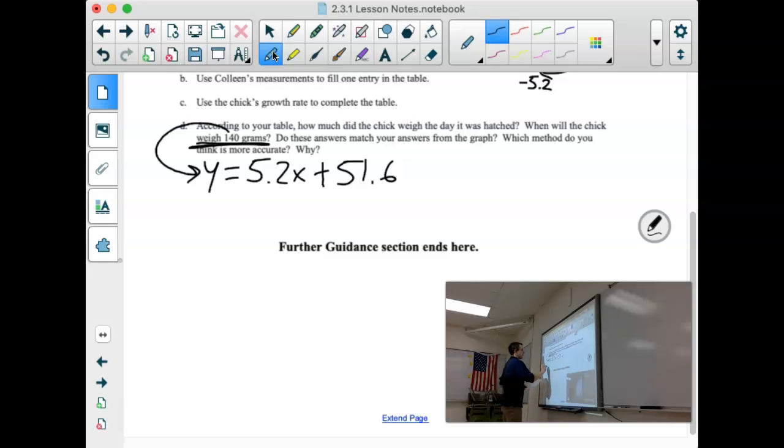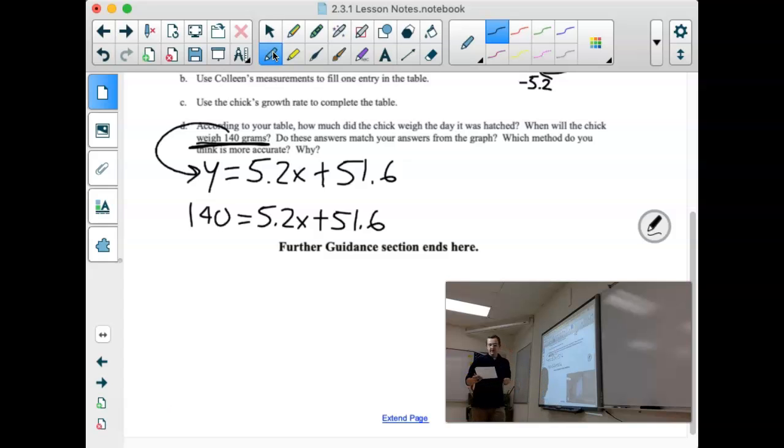So here, again, we plug in 140 equals 5.2x plus 51.6. I'm not going to work through every single step to get x by itself here, because hopefully we can do that, but we should get that it takes 17 days for x, or for our chick to weigh 140 grams. So that is what we should get when we solve for x, given that equation. All right, perfect. Let's move on to 78.